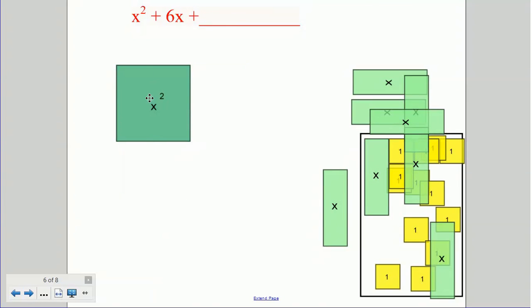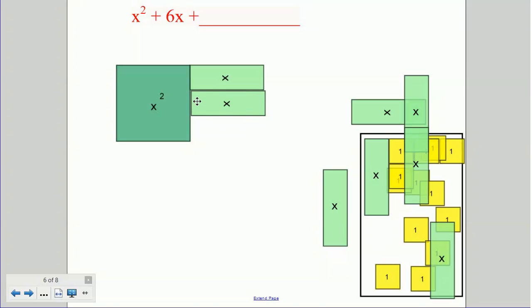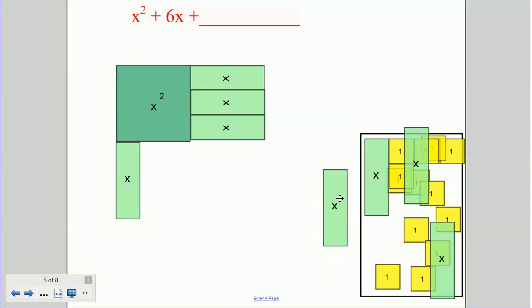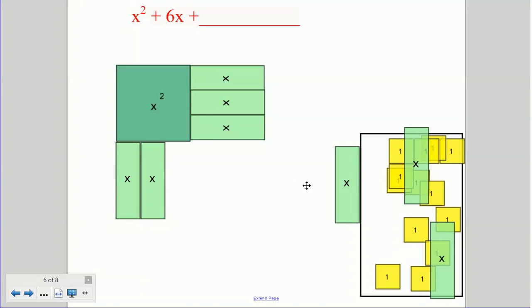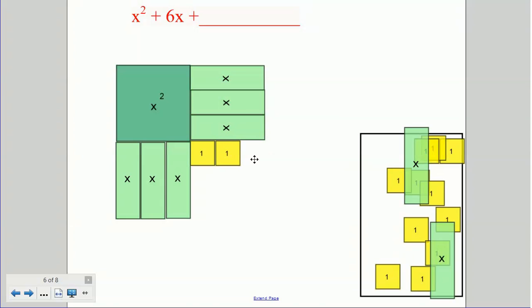Let's try it again. So I have x squared plus 6x plus blank. So I'm going to arrange my 6 x's around my x squared here. Let's put 3 on this side. So now I've got my 6 x's. Now let's fill in this little white spot here with all my 1s. So it looks like each row is going to be 3 1s. So let's fill that in here. Let's see how many rows I can get to make my square.